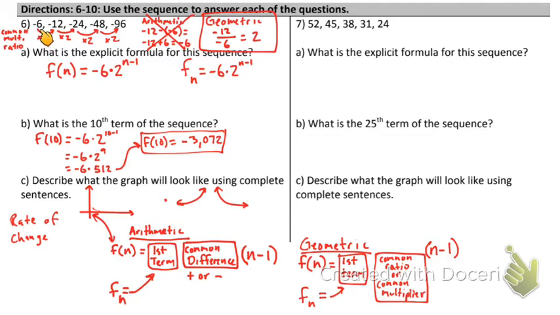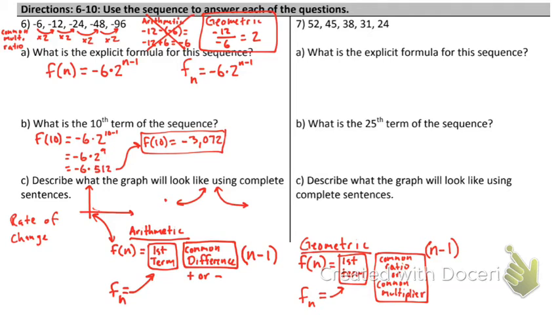Okay, again, you think of these as points. 1, -6 would be 1, -6 here. 2, -12 would be 2, -12, 3, -24, 4, -48. So it's going to have this curve. Okay? So then you would describe that rate of change. It's decreasing. My graph is decreasing. We're going down as we go from left to right. All right? So just get in the habit of looking at that.